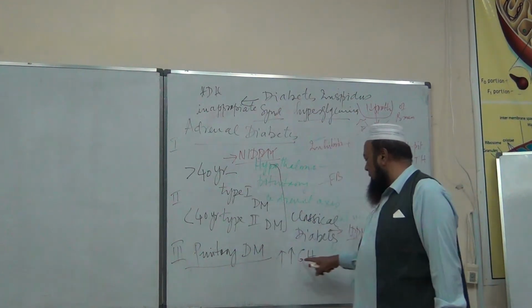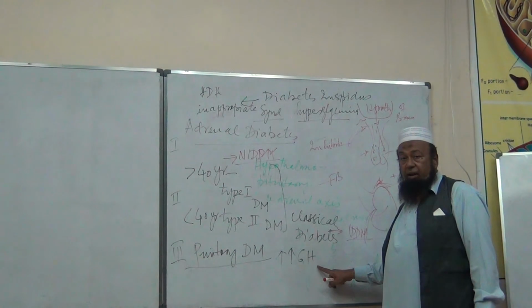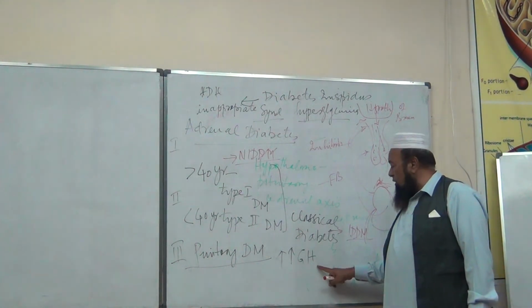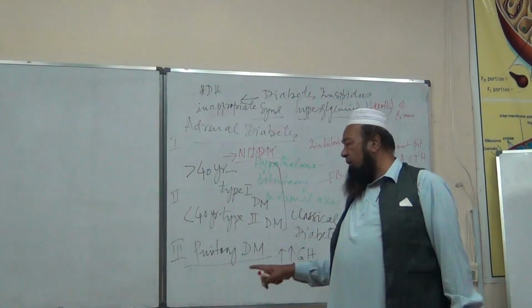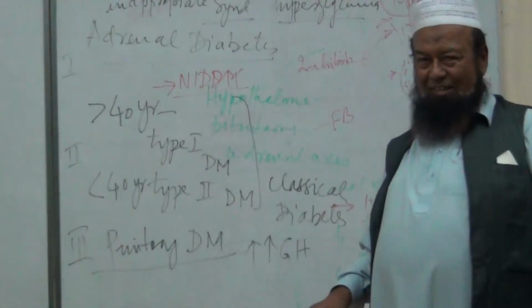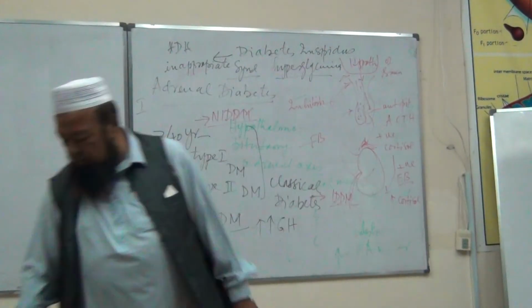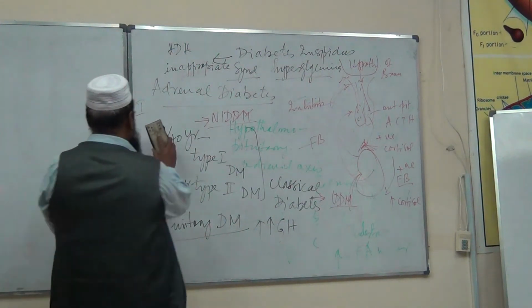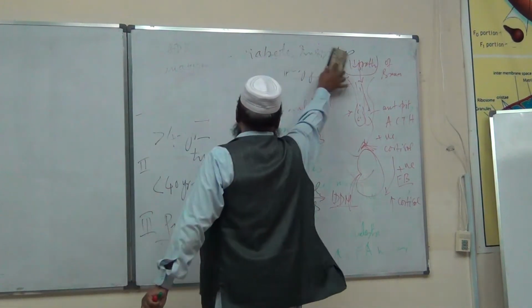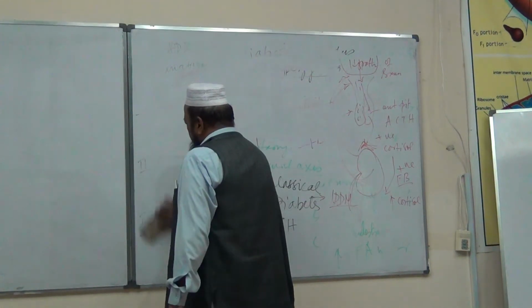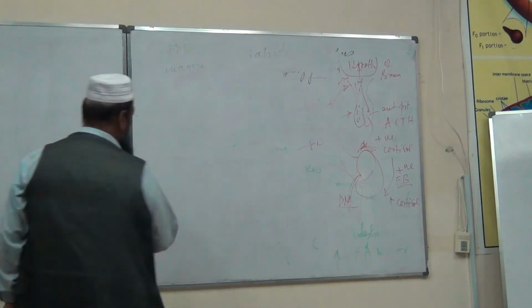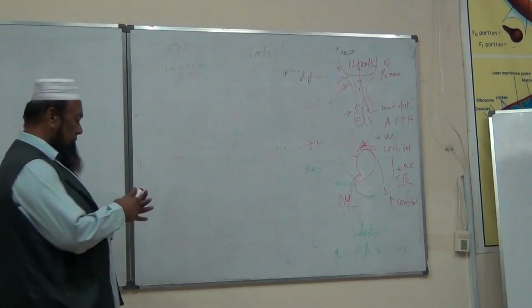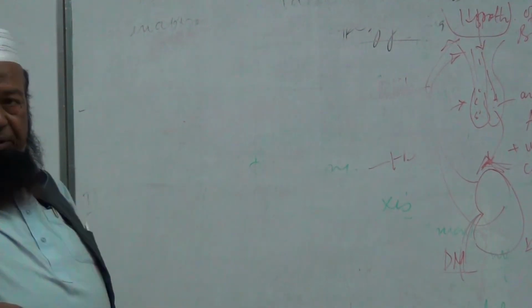If due to some pituitary tumor in the form of craniopharyngioma, more and more growth hormone is being released, as a result of that pituitary diabetes is seen. Now the question arises, my dear students, how to differentiate these types of diabetes. Very important clinically and from the examination point of view, this is very important to differentiate the three types of diabetes.